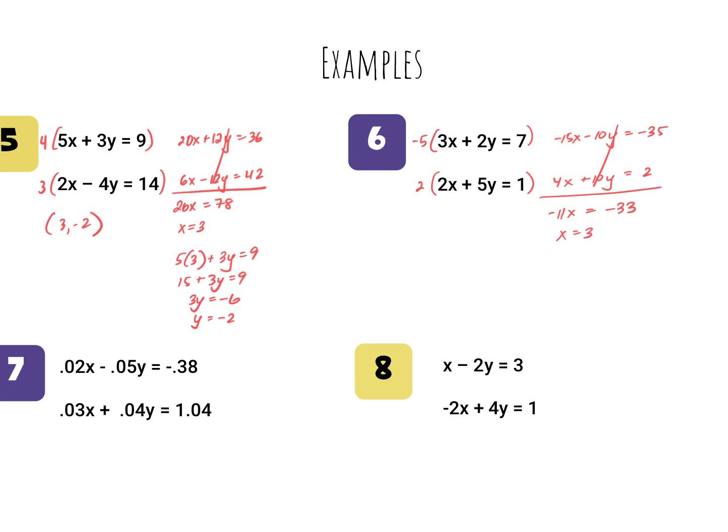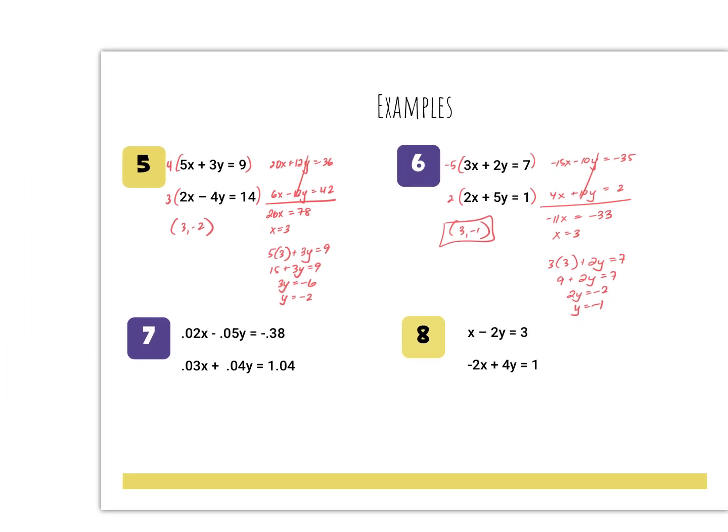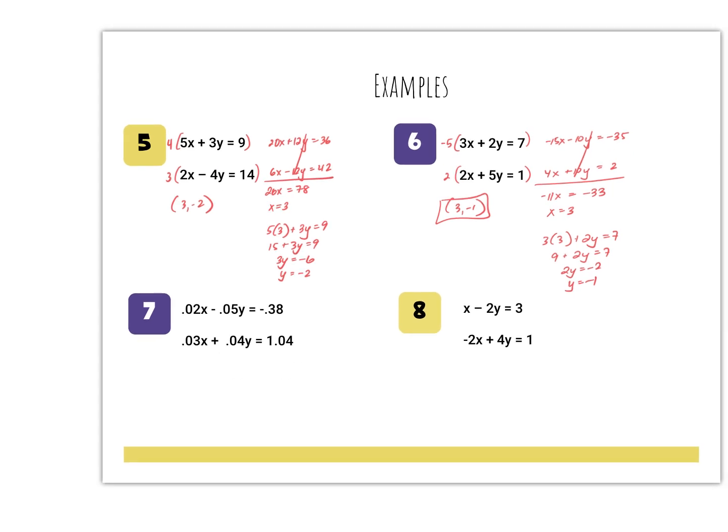X is 3. When I go to plug it in, I could really plug it into either one. It doesn't really matter. I think I'm going to go with the top one. So 3 times 3 plus 2y equals 7. 9 plus 2y equals 7. 2y equals negative 2, and y equals negative 1. So 3, negative 1 is my solution. So all of these are still one solution. We haven't gotten to a no solution or an infinitely many. I'm sure it's to come.